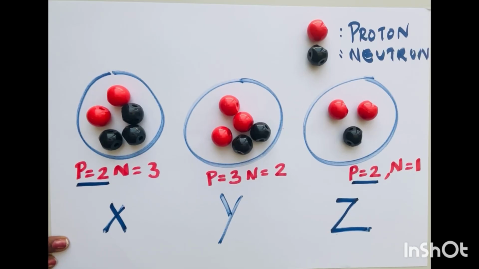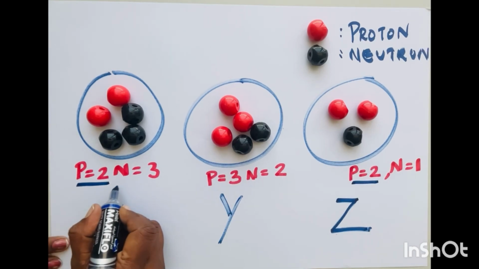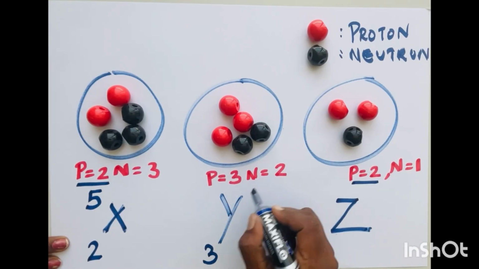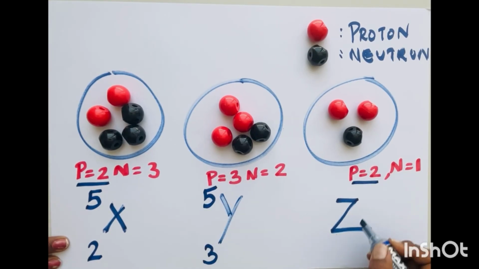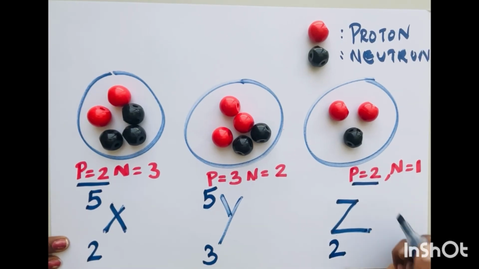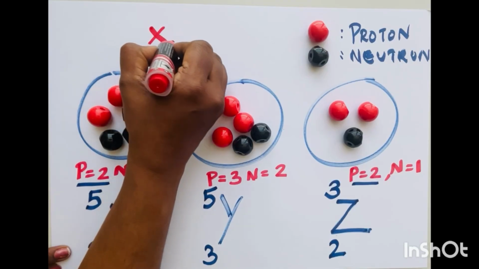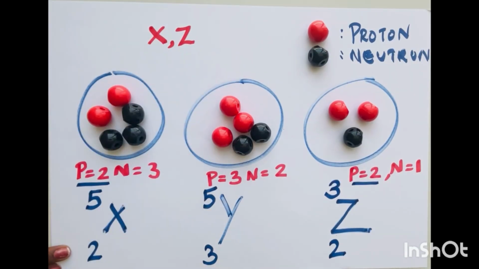Now how can we write the atomic number and the mass number? Here in this case, atomic number 2 and mass number 5. Here, the atomic number is 3 and the mass number is 5. Here it is 2 and the mass number is 3. So we can clearly see that X and Z are isotopes of each other.